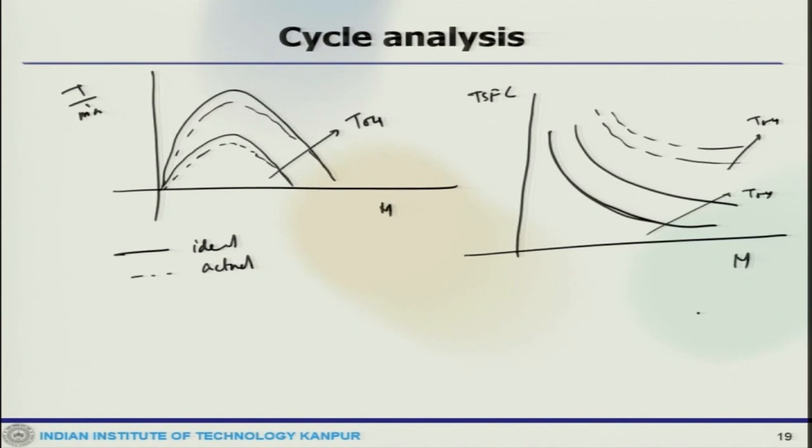So, one thing is clear here: when you consider the actual cycle, one needs to take into account the losses and irreversibilities, and then the actual cycle always deviates from the ideal one. But it is good to see the ideal one first, because that is a special case of the actual one, when all the efficiencies become unity. But realistically there are losses, and so we will continue this discussion in the next class from here.